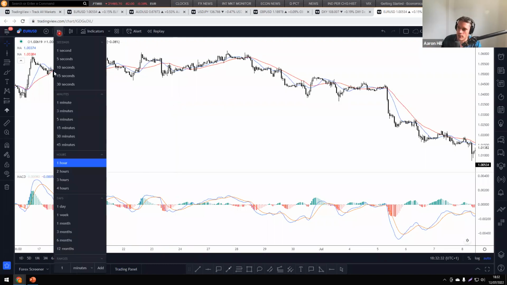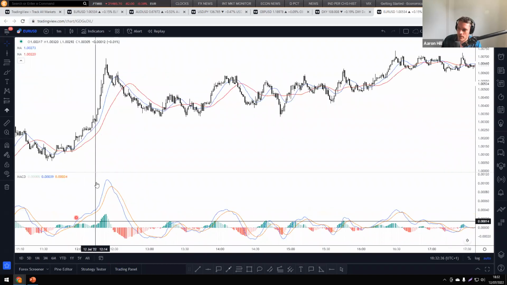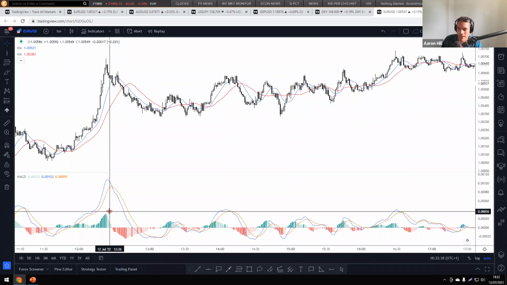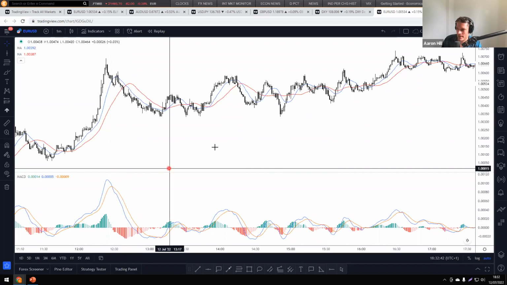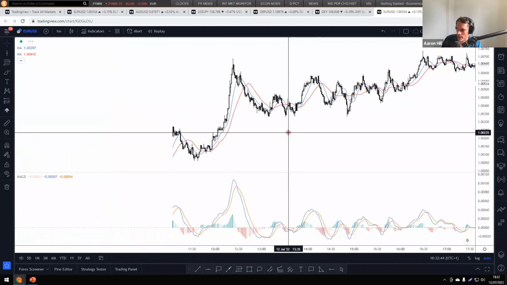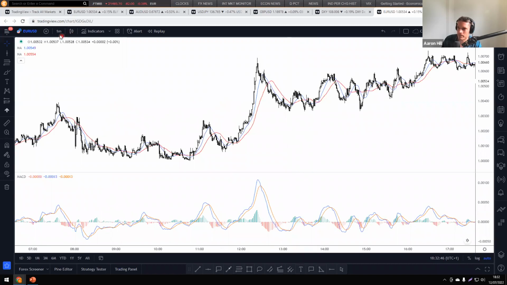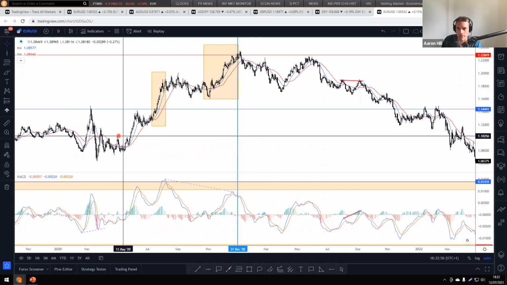We can even go right down to the 1 minute. There we go. Then you're measuring 26 minutes and 12 minutes. So as you can see, it's a very, very quick chart, this one. This indicator is available on all time frames.